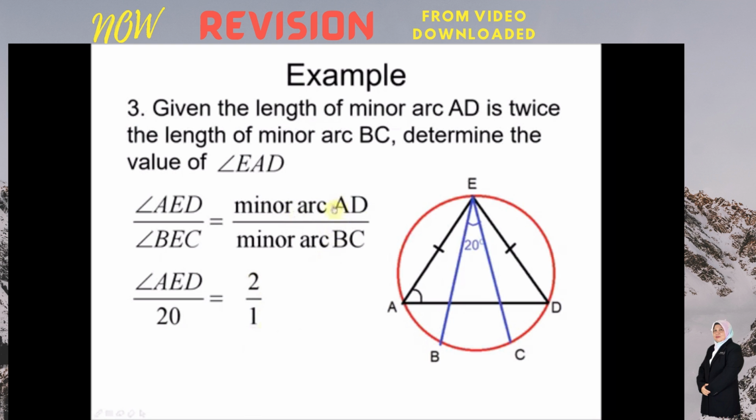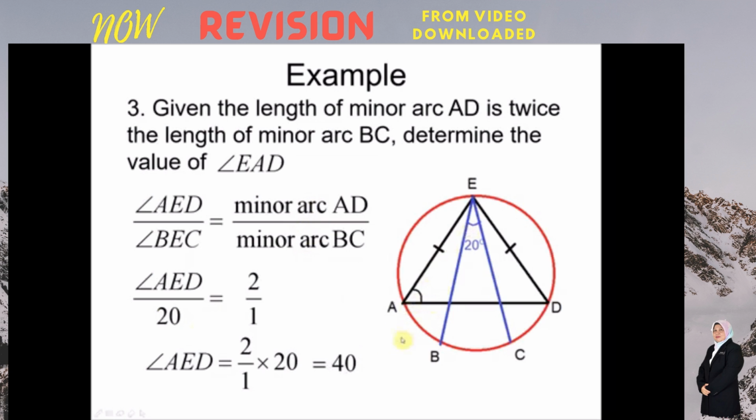I repeat, since AD is double the size of BC, if we consider BC as 1 unit, AD will be double the size, which is 2 units. So we can use 2 over 1 to represent the ratio of AD over BC. So we move 20 here, you get this, and you find the value of AED, which is 40.